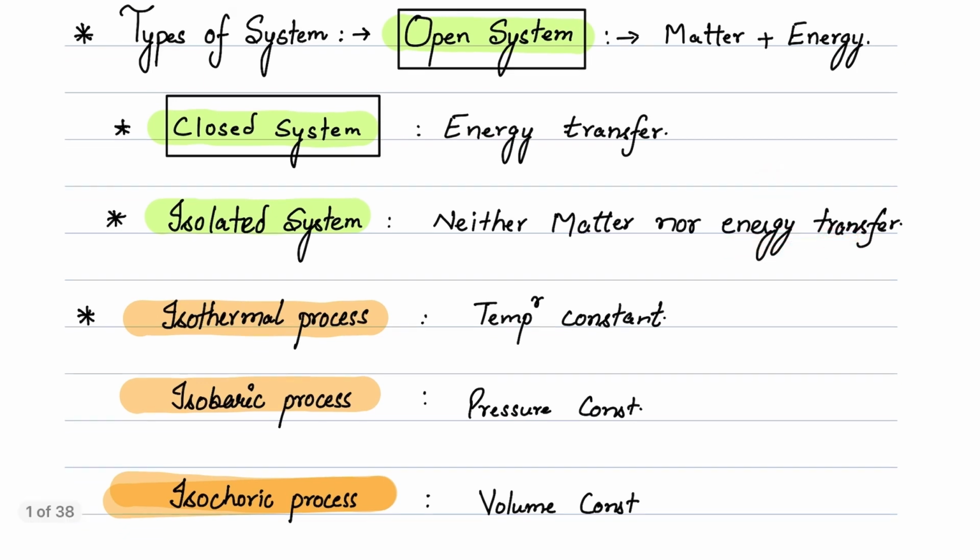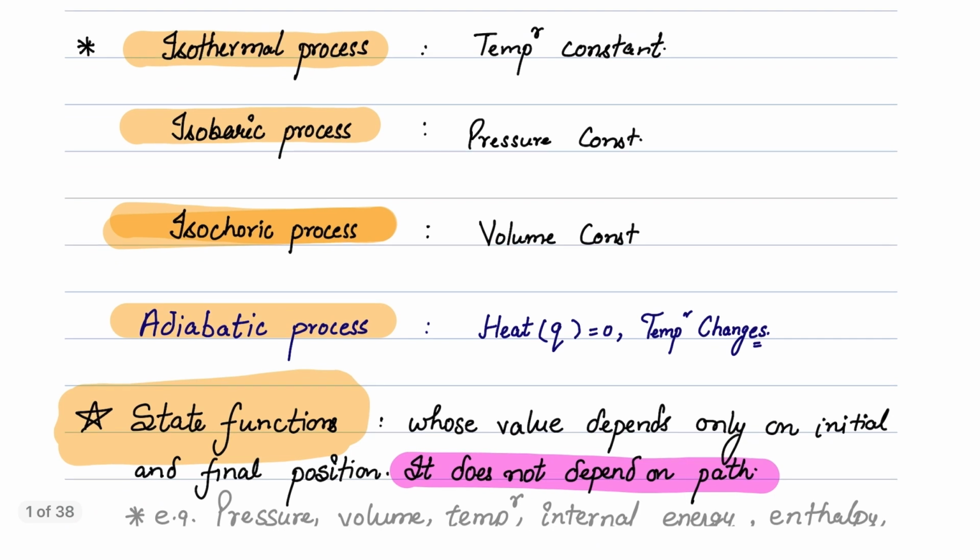Now let's understand few important processes. The first one is isothermal process. Now this word iso, it represents same. So isothermal means the temperature is same, that is temperature is kept constant. The second one is isobaric. Now isobaric means pressure is kept constant. The third one is isochoric. It means volume is kept constant.